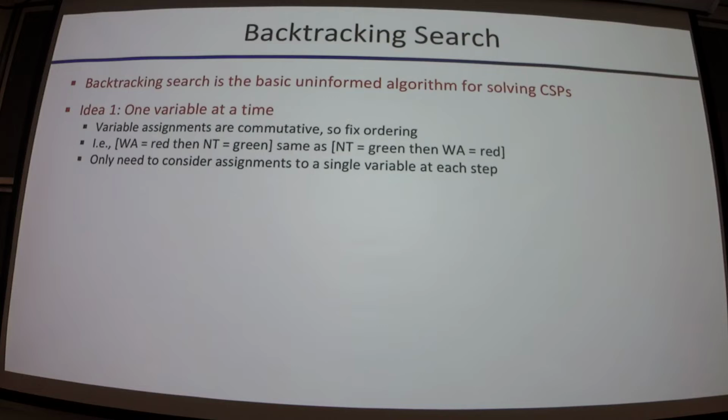And we're going to add to DFS two ideas. The first is that we are only assigning one variable at a time, and some of these trees are kind of repeated work, right? Because it doesn't matter if we say Western Australia is red and the Northern Territories are then green, and then also consider first assigning the Northern Territories green and then Western Australia red. Those are the same thing. And we only need to consider assignments to a single variable at each step.